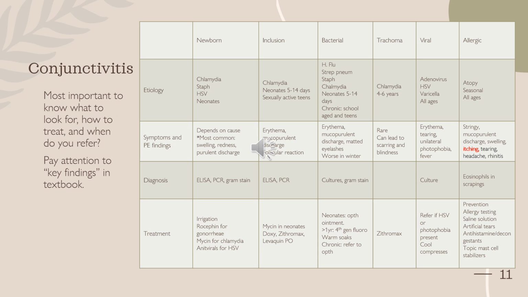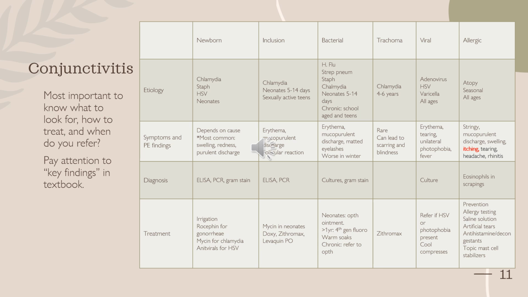Inclusion conjunctivitis is usually in neonates 5 to 14 days old and in sexually active teens, usually caused by chlamydia. Again, erythema, mucopurulent discharge, and a follicular reaction can happen. Treatment is going to be erythromycin in neonates, and then in adolescents, you're going to use doxycycline or azithromycin, erythromycin, or Levaquin PO.